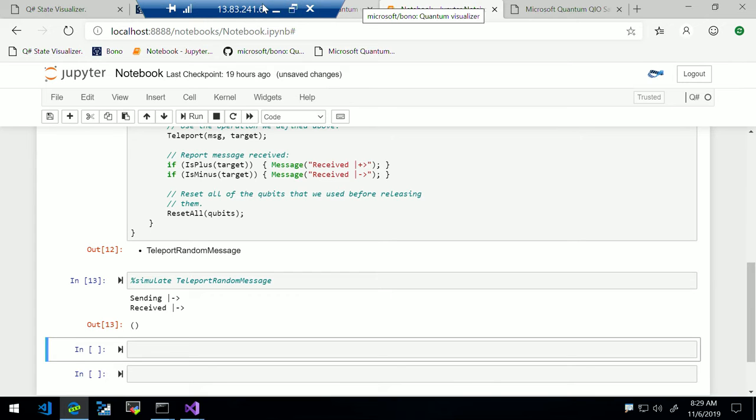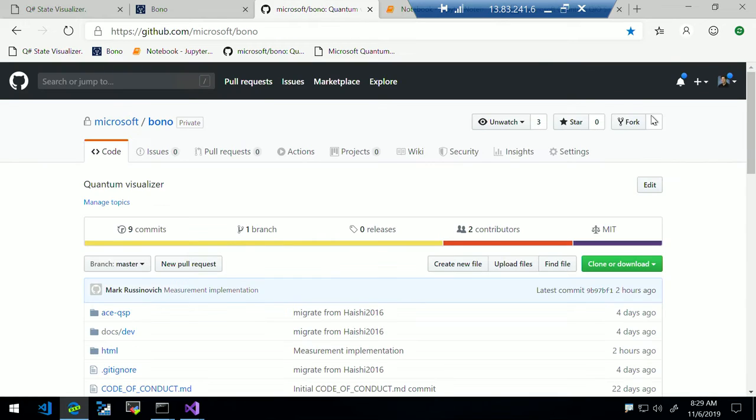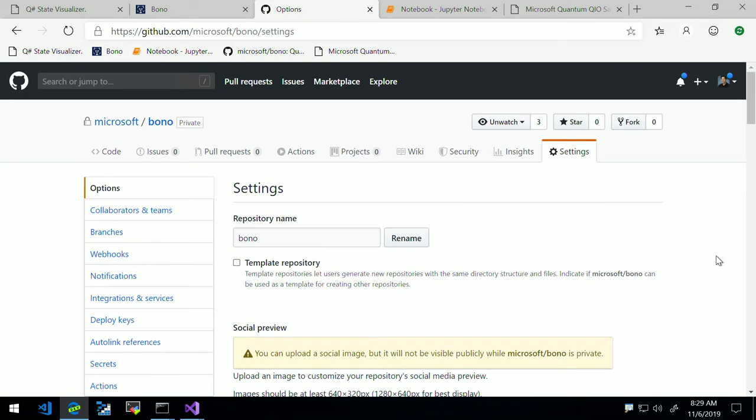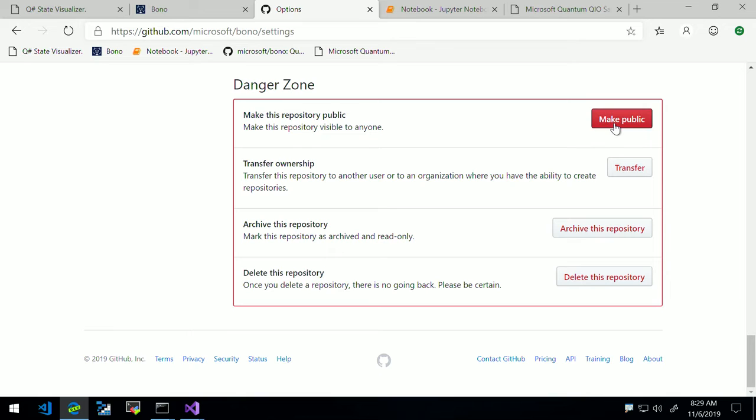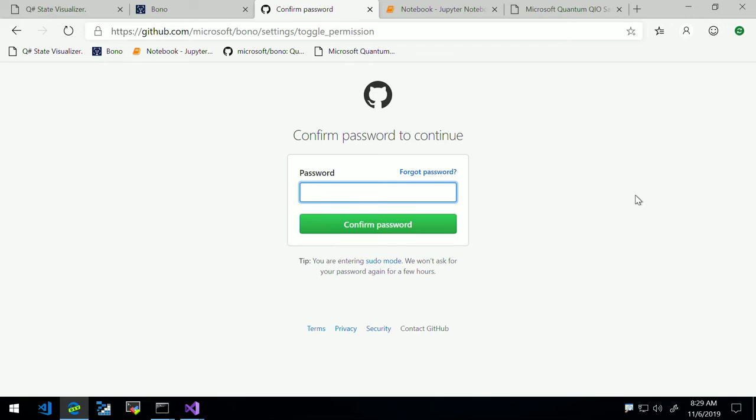And now Bono is open source. Here's the GitHub repo for it. And you can see it's at Microsoft/Bono. I'm going to make this GitHub repo public right here to kind of announce it to the world. And, oh, OK. Anyway, I'll do it later.